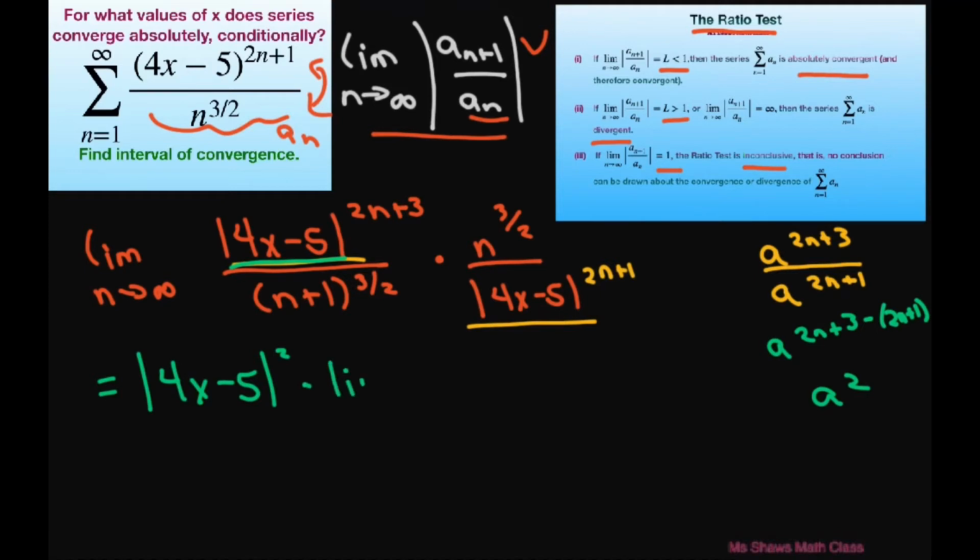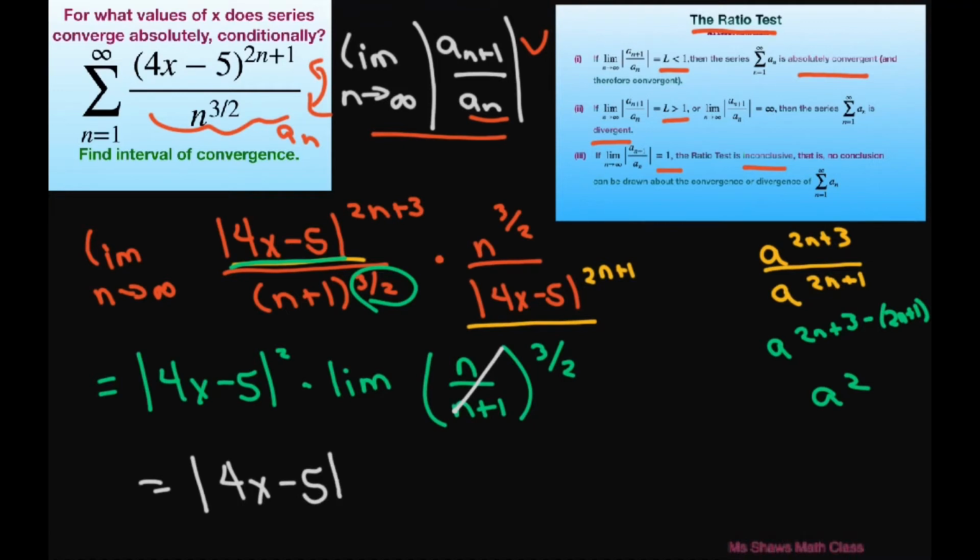times the limit, and these are both to the power of 3/2, so I can write this as n divided by n plus 1 to the power of 3/2. Okay, when you evaluate this limit, this just equals 1. So basically this equals the absolute value of 4x minus 5 squared.